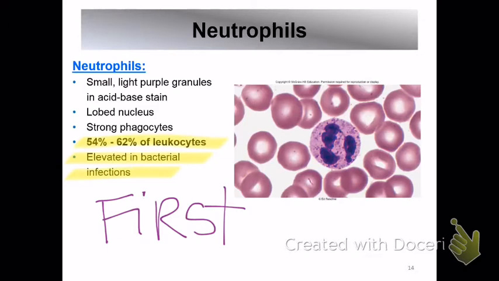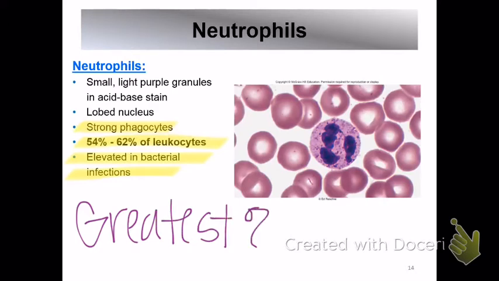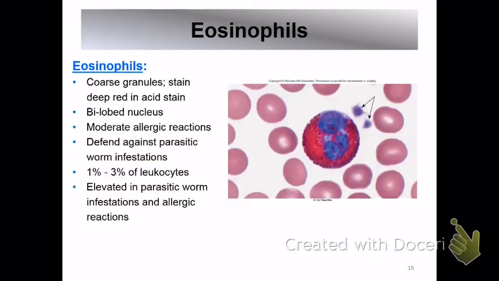Okay, looking at it, it says it has a lobed nucleus. That dark in the middle is the nucleus, is lobed. They are phagocytes, which means they eat. They walk around like Pac-Man, chomping at the bad stuff. And then it tells a description of them. But they're the first ones to show up. You also want to know, not only first, but you want to write in, they are the greatest. So that's the highest percentage. 54 to 62 is the highest percentage. The rest of them, what's over half? Obviously, it's the highest, right? So the rest of them are not that high.